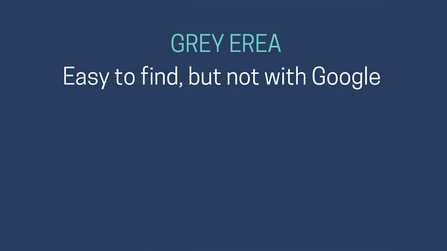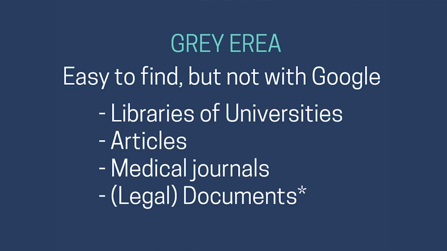So then we go to a gray area. We go to an area where what Google can't find, we can easily find. These are, for instance, libraries of universities. If you have an access code, you can easily check it out. Or you can just use sites to search through the databases of different universities. Medical journals, articles, legal documents. I don't know how it works in your country, but we actually have a site where you can check a lot of legal documents that have been released by a Freedom of Information Act request. You can just go through it.